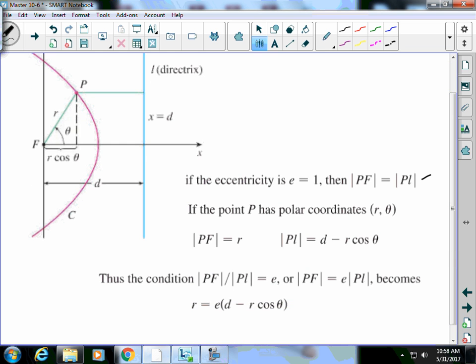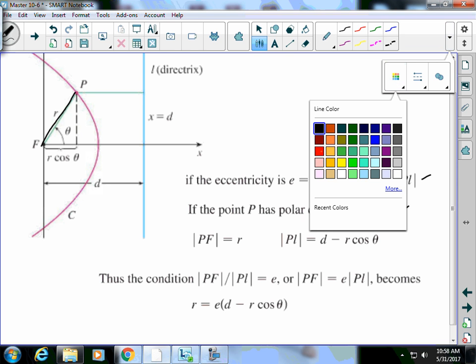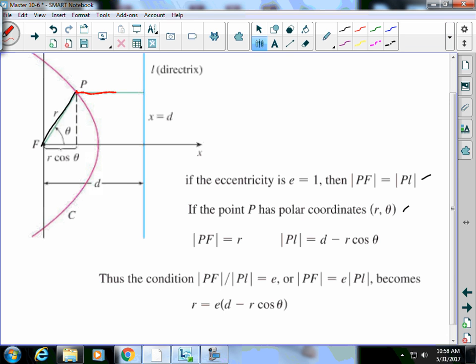It says if the point P has a polar coordinate (r, theta), because we care about it in polar, then I know that the distance from P to F is equal to r. P to F is here, and that's equal to my r. And the distance from this point P to my line, my directrix, is equal to d minus r cosine theta.